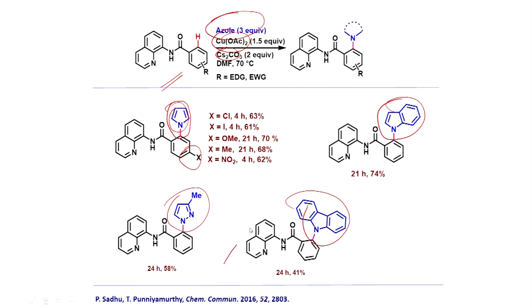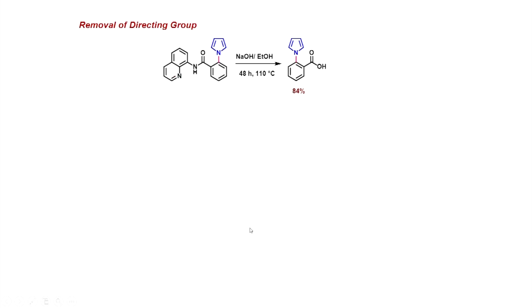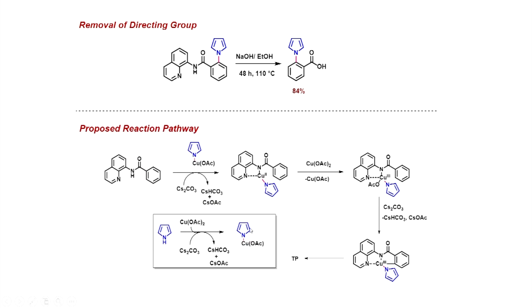Now, let me show you the reaction pathway, how it takes place. After the reaction, you can also do base hydrolysis, and you will be able to get the 2-pyrrole benzoic acid. Just as we have seen, we use this precursor to make a variety of heterocyclic compounds.